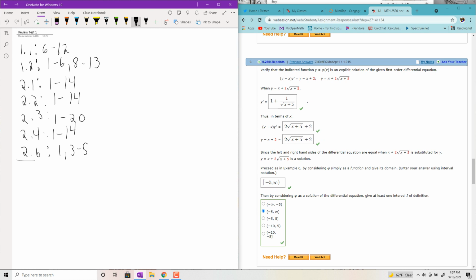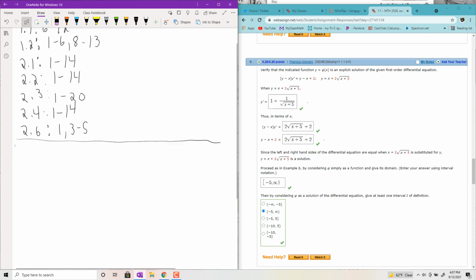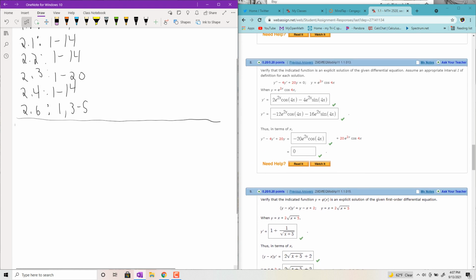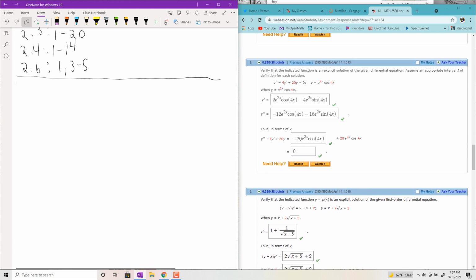Okay, so with this review, I just want to go into the WebAssign and do maybe 1 or 2 problems from each section, but any of those problems are fair game. And hopefully it'll remind you, okay, I need to do this or this. So anyways, let's look at 1.1, where we were introduced to a lot of definitions.